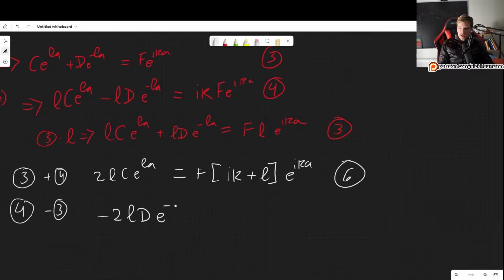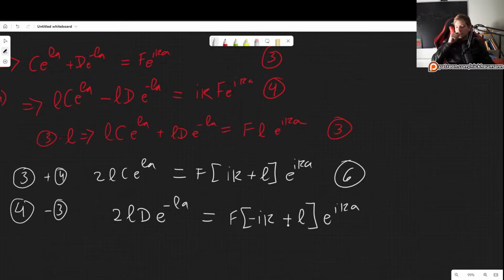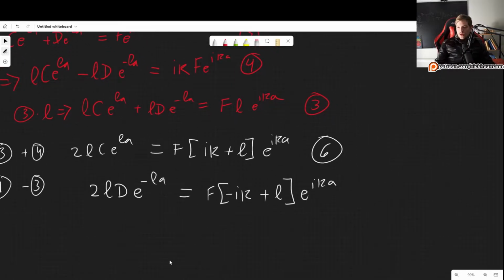So we get minus 2LD E minus LA. This is equal to F factor of IK minus L EIKA. And we can now multiply all of this by minus 1, and we get the same as if we had done it the other way around. Now we can simplify these just a little bit by dividing by L, so that this L here goes away as well, and we get plus 1, and this divided by L divided by L. Okay, so this is our equation 7.